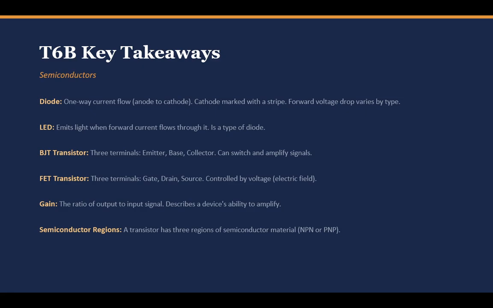BJT transistor, 3 terminals, emitter, base, collector, can switch and amplify signals. FET transistor, 3 terminals, gate, drain, and source, controlled by voltage or electric field. Gain is the ratio of output power to input signal and describes a device's ability to amplify. Semiconductor regions. A transistor has 3 regions of semiconductor material, NPN or PNP.